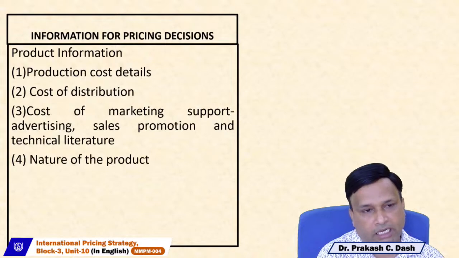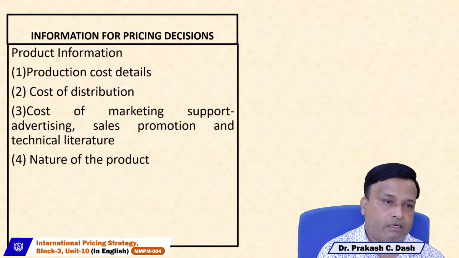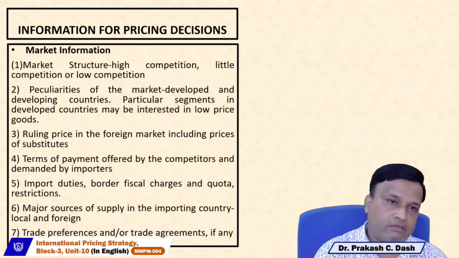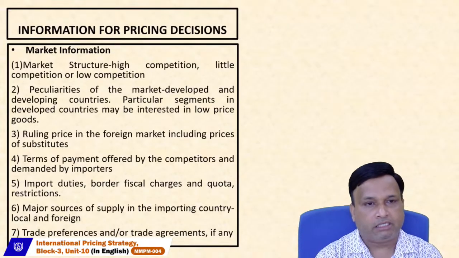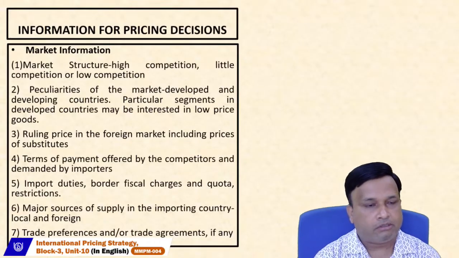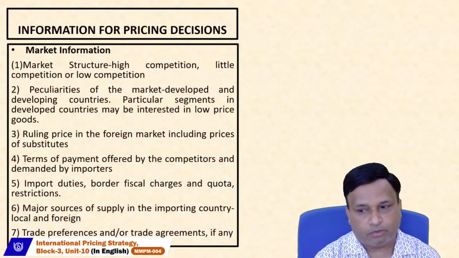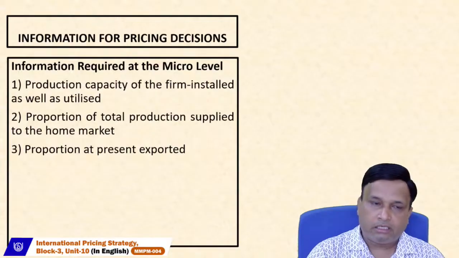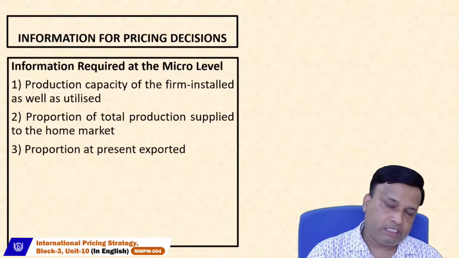If the production cost is high, the cost of distribution is also high, and marketing support in terms of advertising, sales promotion and technical literature is also high, then that decides the information you require when taking price decisions. You also want market information, the market structure. If the market is a competitive one, that decides your pricing. If the market is developed for particular segments, then you look at the ruling price in the current markets, including the prices of substitutes. Information is also required at the micro level: the capacity utilization and the proportion of the total production presently exported.